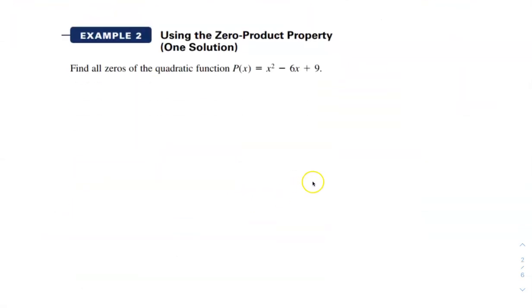Let's do another one. Find all the zeros of the quadratic function. So in this case, they didn't set it up for you. You have to know yourself. All the zeros means I want to know where my function equals 0. So I'm going to set this equal to 0. We did this before with linear functions, but now we're doing quadratic functions.